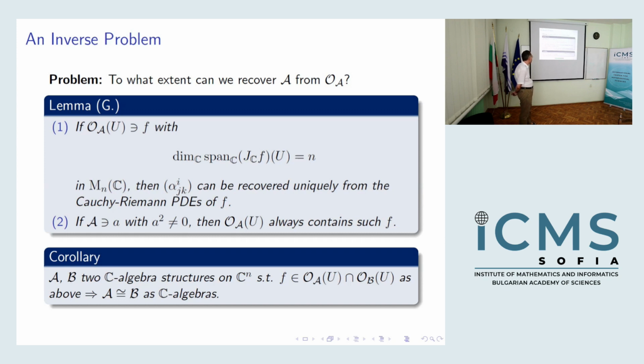And the glory of this is that if we have two algebraic structures on the vector space C^n, and if you have a function that is both simultaneously A-holomorphic and B-holomorphic, and satisfies the above condition, so that the dimension of the span of the image is n, then these algebra structures are necessarily isomorphic. In fact, I guess they are equal because they are also on the same set.